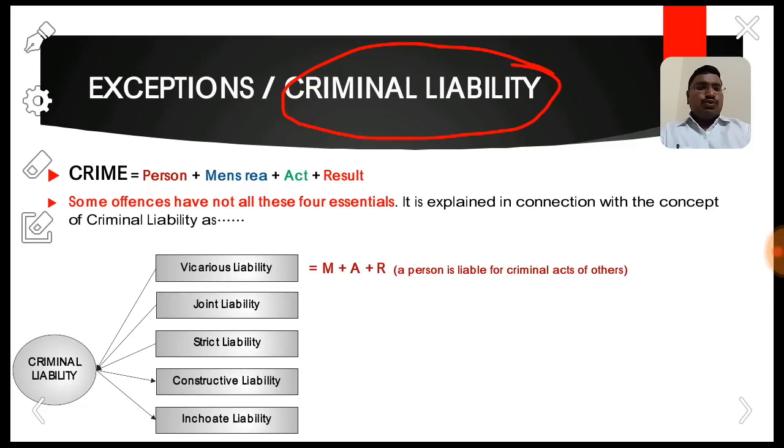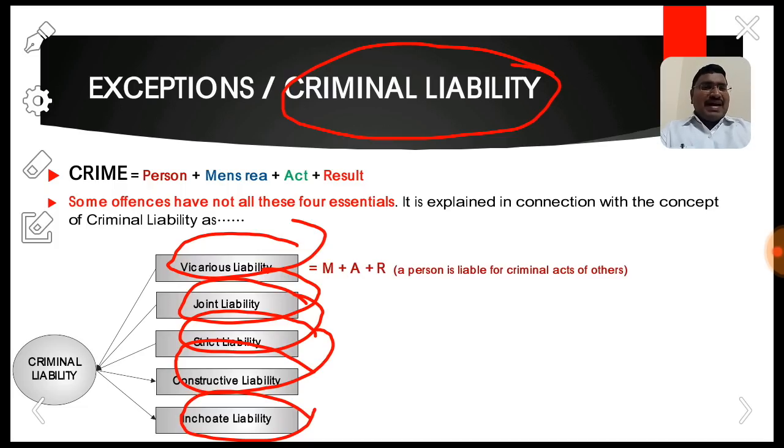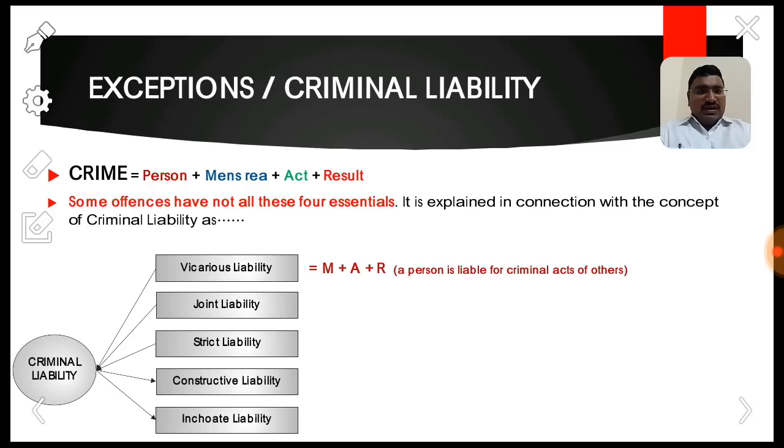Here, the concept of criminal liability is divided into vicarious liability, joint liability, strict liability, constructive liability, and inchoate liability. There are five kinds of criminal liability. We need to relate these five kinds of criminal liability with regard to the four elements of crime: person, mens rea, act and result. Let us discuss the first one, vicarious liability.